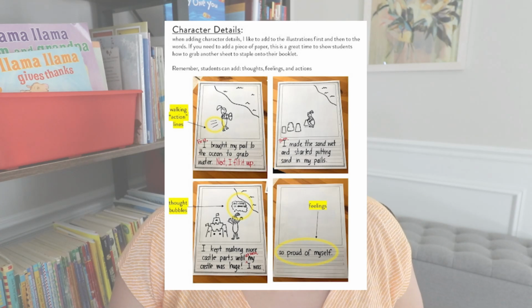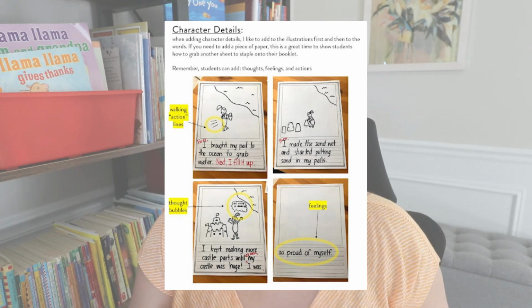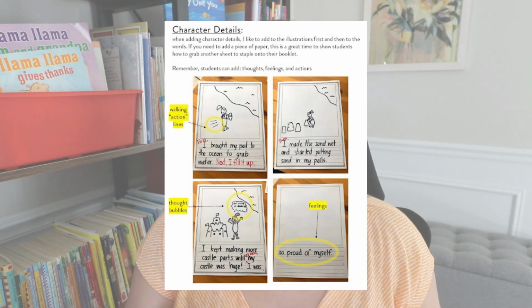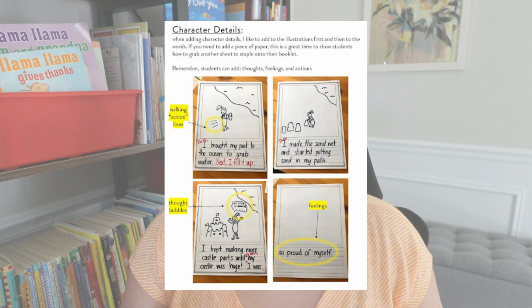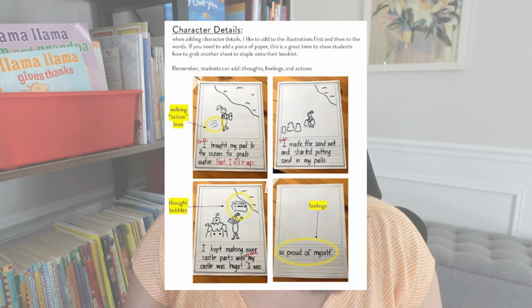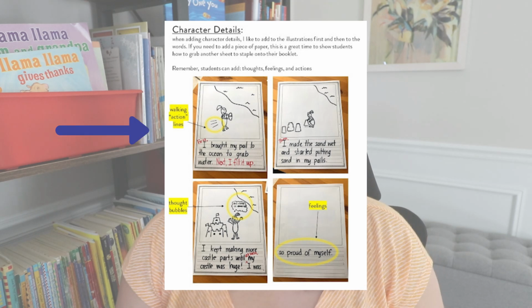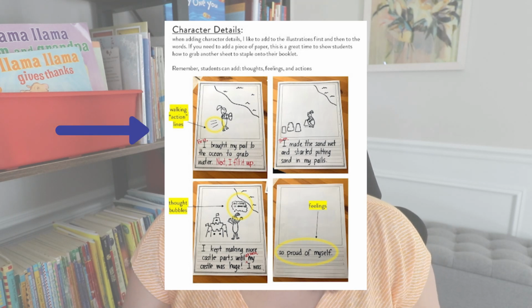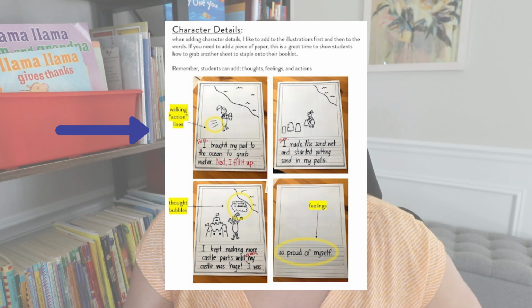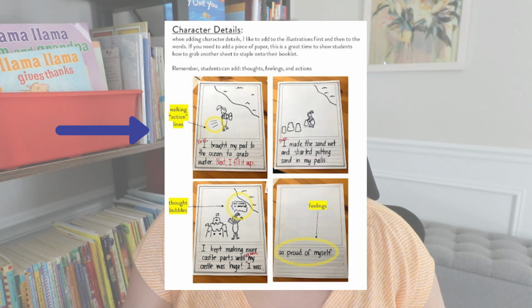So when modeling this, I like to make sure that I show my students how they can add these types of details to their illustrations along with their words. So they can really do either. So here you can see I added some walking action lines because that was my action, of course. I was walking to the beach to fill up the water.